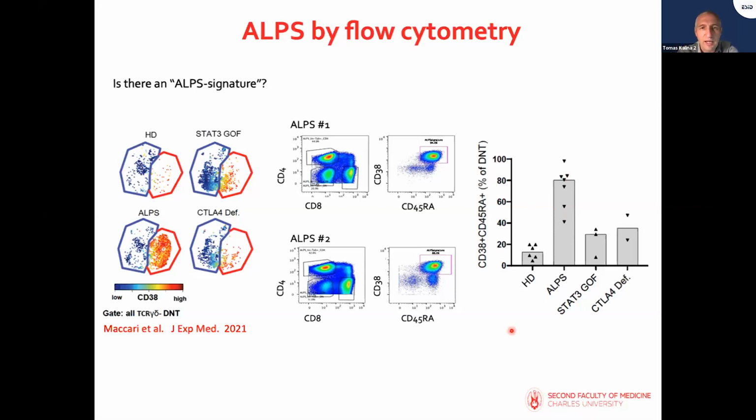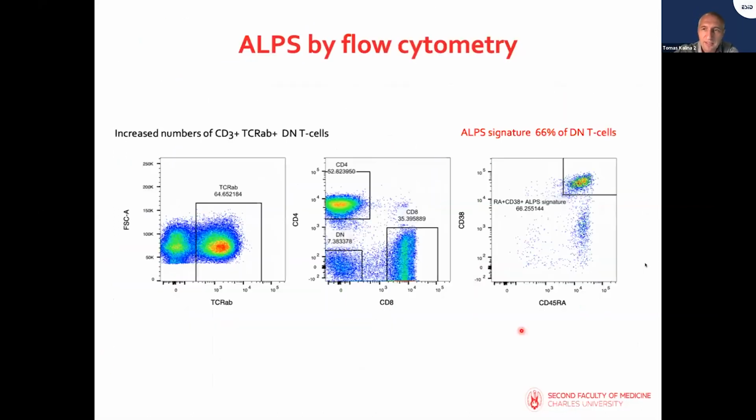So if you want to ask about our patient that I showed you on the first slide, yes, this patient did have the ALPS signature cells in 66%, so even the 7% of double negatives is already high enough to make a high suspicion for ALPS, but this is definitely reassuring, and it was then genetically confirmed. So ALPS is now much better diagnosed with the so-called ALPS signature.